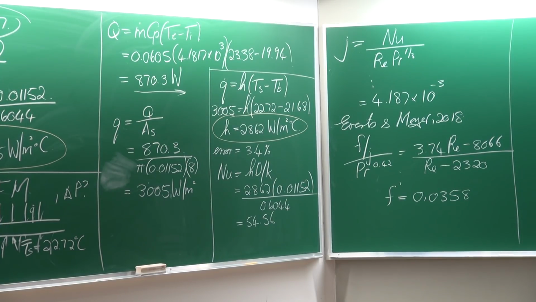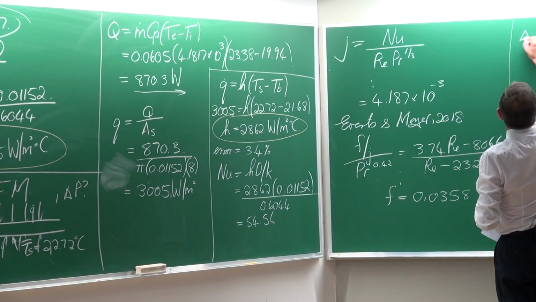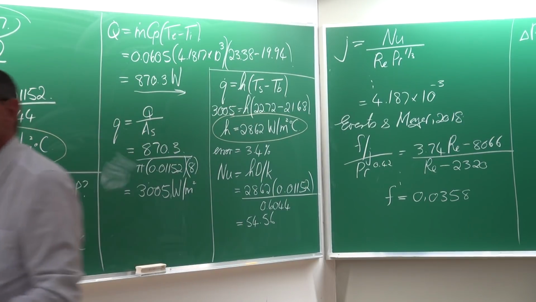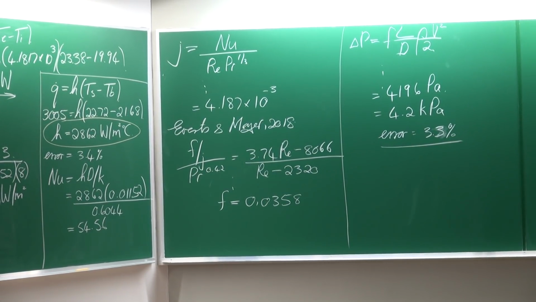From the friction factor, you can go and determine the pressure drop. So the pressure drop is equal to that equation that I couldn't remember, the friction factor multiplied by L over D, multiplied by rho V squared divided by 2. Go and do the substitution, and you will see that the pressure drop is 4,196 pascals, which is 4.2 kilopascals, and the error is 3.27%, about 3.3% in terms of what we've really measured. So you can see that the two analogies or the two equations are actually talking to each other perfectly.